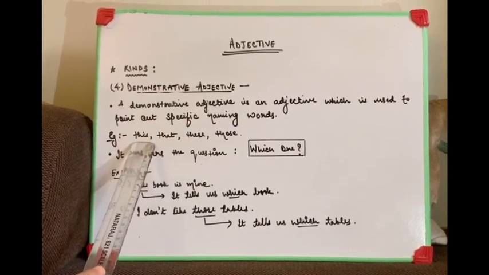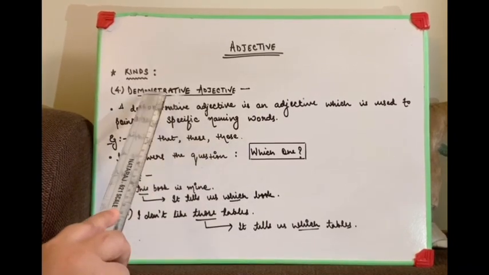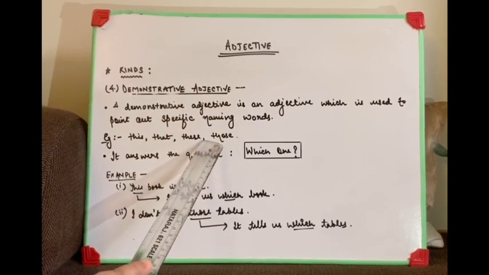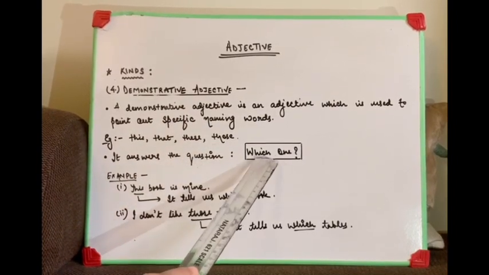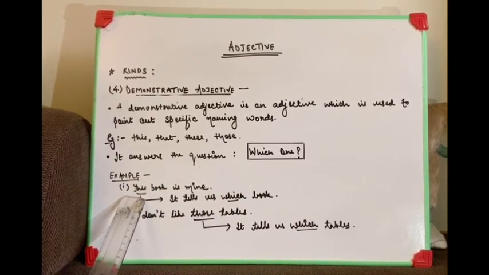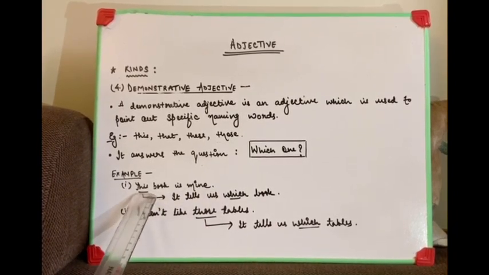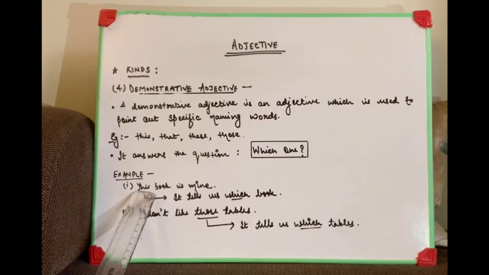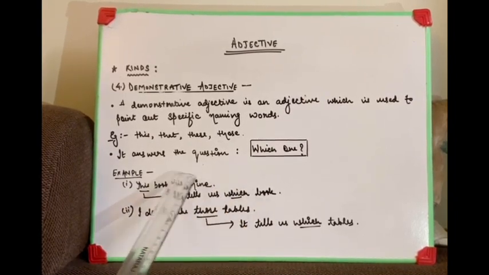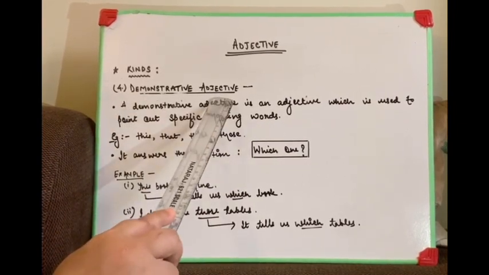Now, these words like this, that, these and those are used as demonstrative adjective. So, demonstrative adjective will answer the question, which one? Let's understand better with a few examples. For example, this book is mine. See, the word this is the adjective which is telling us something about the book. Which book? This book. So, this is the demonstrative adjective.